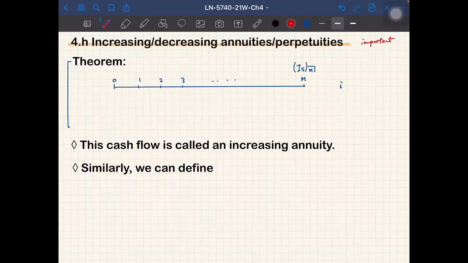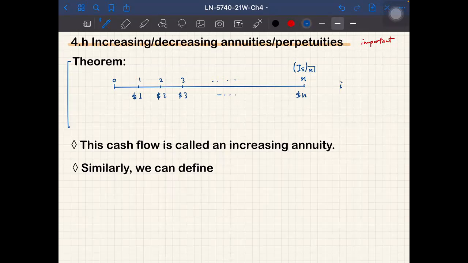Okay, so at first we want to define the increasing annuity and state the theorem to calculate the accumulated value of this annuity. So what is an increasing annuity? An increasing annuity is an annuity with increasing payment as a linear function. So $1 at time 1, $2 at time 2, $3 at time 3, up to $n at time n.